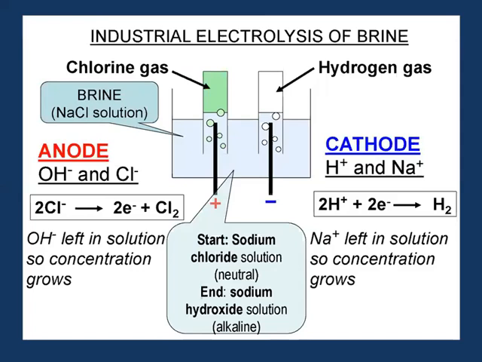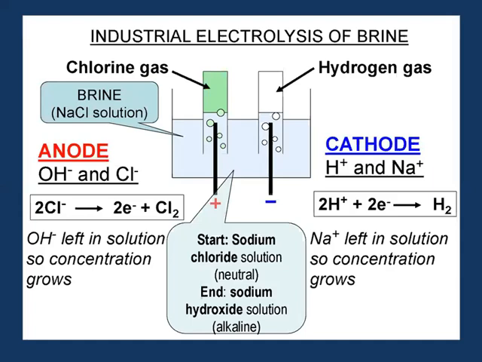The industrial electrolysis of brine, or concentrated aqueous solution of sodium chloride or common salt, is shown in the picture. The container has two carbon rods attached to the positive and negative terminals of the battery. The electrode attached to the positive terminal of the battery is the anode, and the electrode attached to the negative terminal of the battery is the cathode. The electrodes are immersed in brine solution.